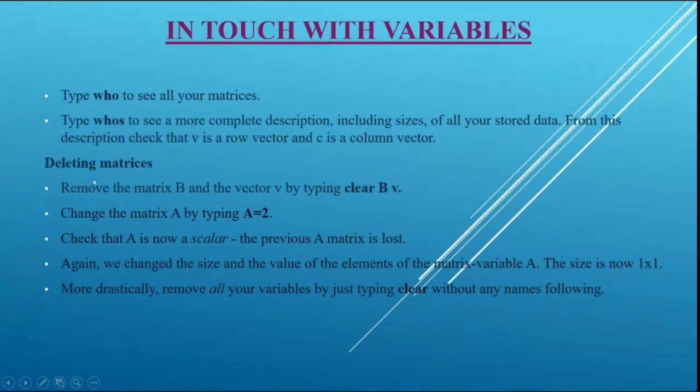For deleting matrices, we can remove the matrix B and the vector V by typing clear B V. We can also change the matrix A by typing A equals 2. We can check that A is now a scalar, the previous matrix A is lost, and again the size has changed. For matrix variable A, the size is now 1 into 1. It is the same thing that I told you earlier, that if we give new values to the matrix A, the previous values will be overlapped by the new one, but they will not be lost, they will be stored in MATLAB. We can also type the command clear, as I told you at the beginning of the session, to remove all our variables.